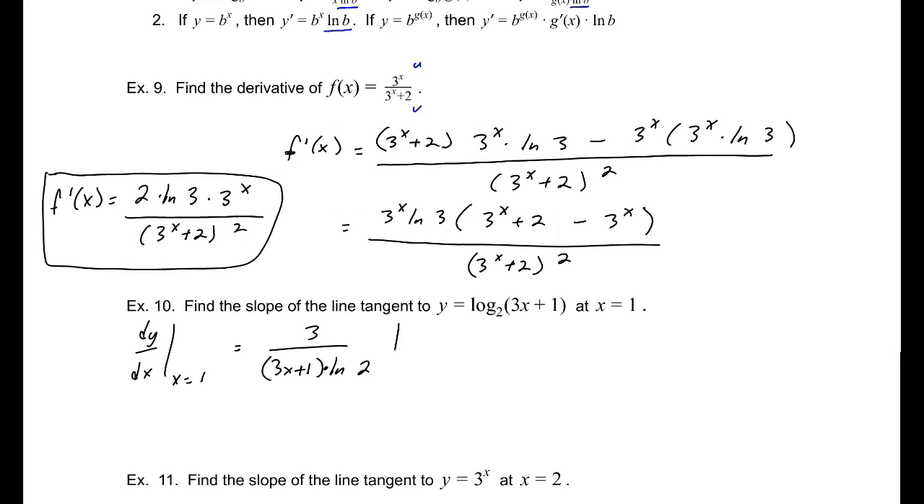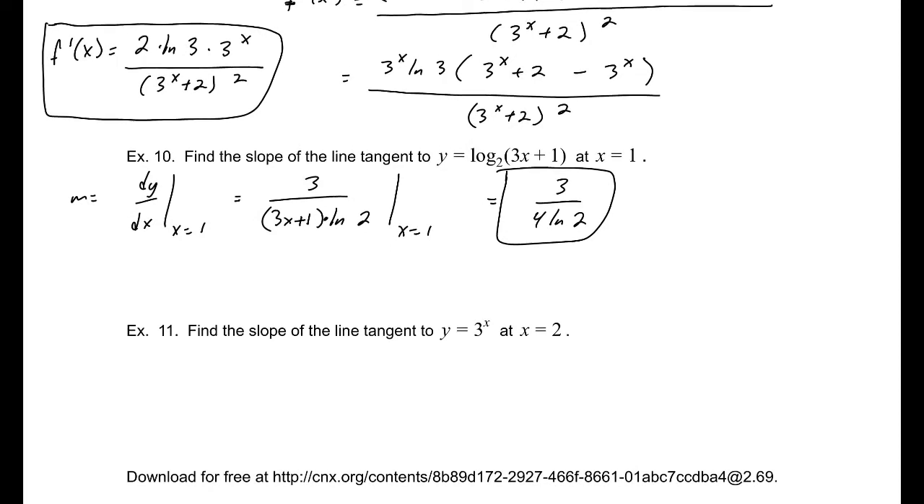So we want to evaluate that at x equals 1, which would be 3 over 4 natural log 2. Well, that's the slope. So that is the slope of our tangent line.